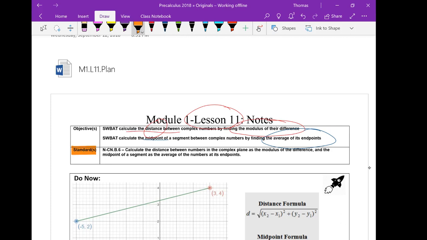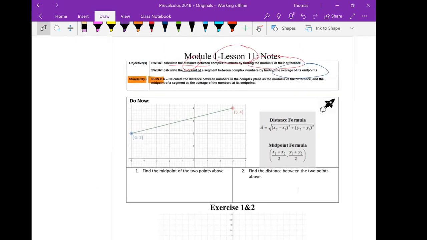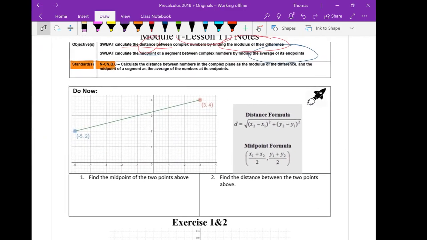This is our first time looking at this new standard, which is to calculate the distance between numbers in the complex plane as the modulus of the difference, and the midpoint of a segment as the average of endpoints. So that standard is exactly our objectives for today. This standard is pretty straightforward. We'll spend about 2 days on it, and then we should be all set.